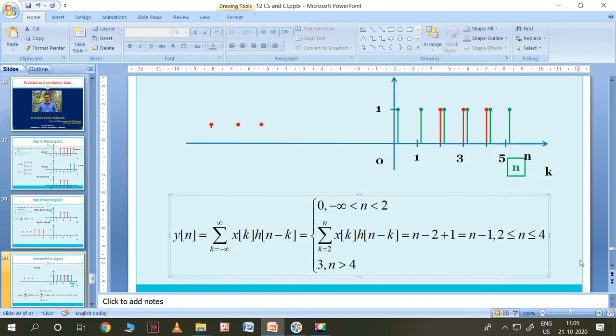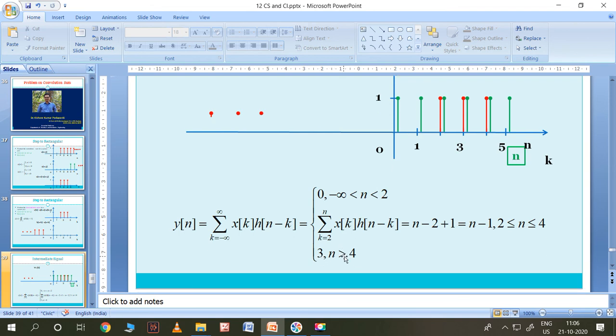So please try to understand how this can be done. That's all. So this is my final thing, and y of n, the final equation, is like this. There are three cases here. If n is less than 2, its value is 0. If it is from 2 to 4, its value is n minus 1. If it is more than 4, its value is 3. Simple concept. Okay, that's all.